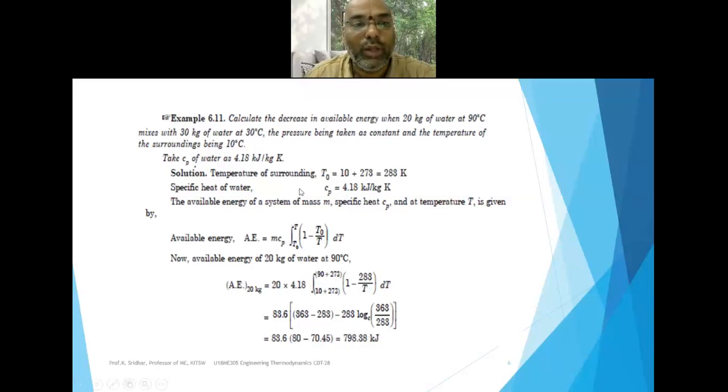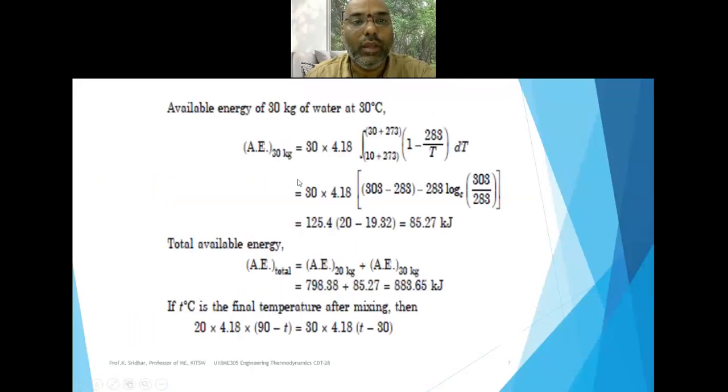Now similarly you find out how much of the available energy is there in the 30 kgs of water at 30 degrees centigrade. By using the same formula, you obtain the available energy in 30 kgs of water, which is equivalent to 85.27 kilojoules. Now how can you find out the total available energy? That is the available energy of the 20 kgs plus the available energy of the 30 kgs, which will give you 883.65 kilojoules. So actually these two fluids are mixing with each other.